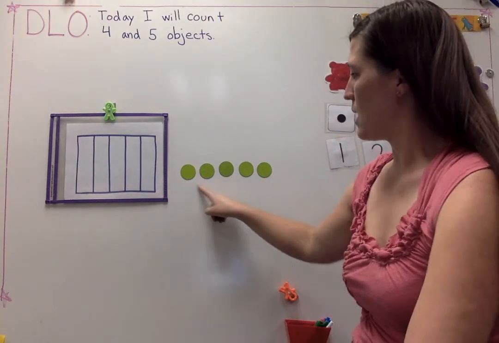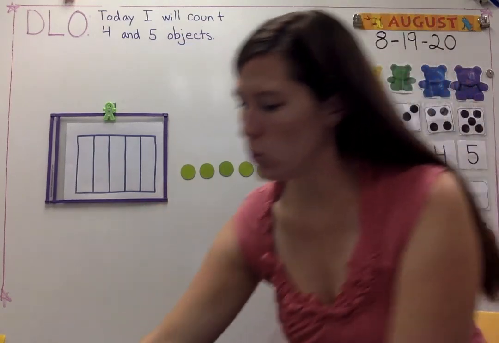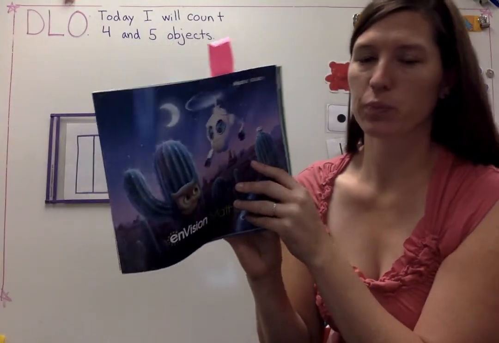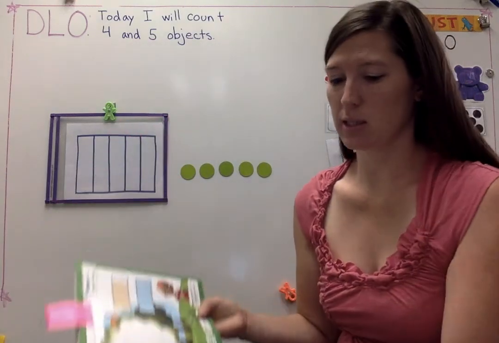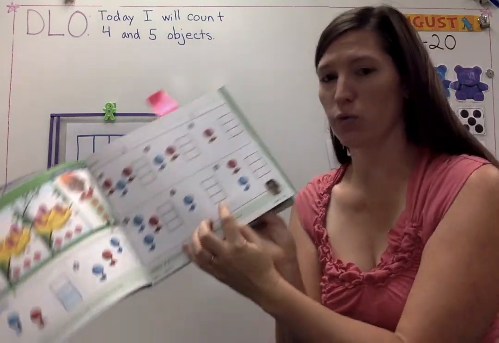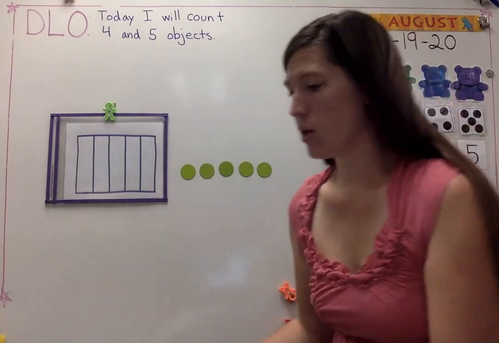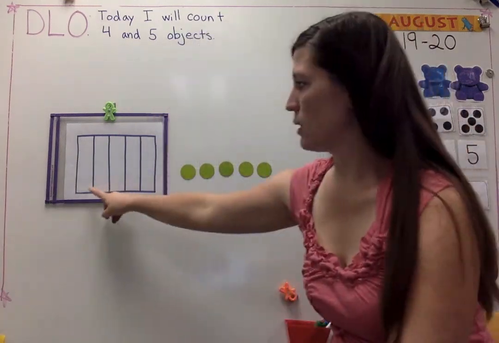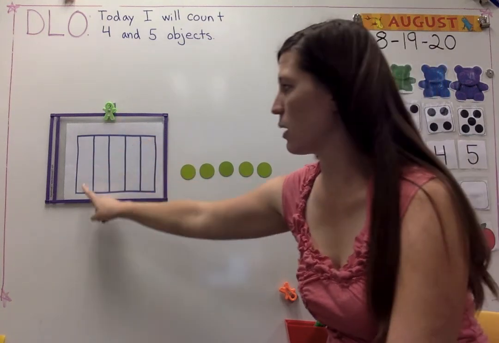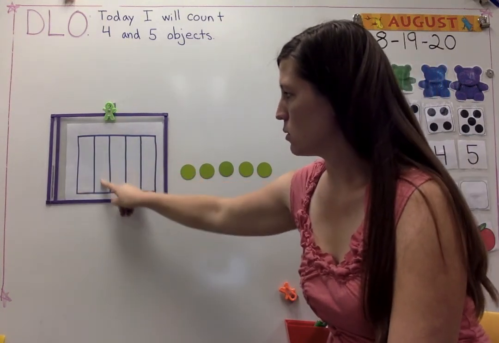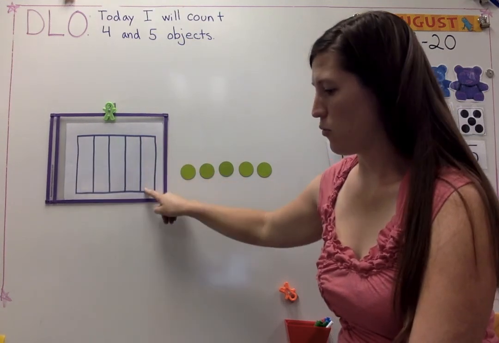I have my counting dots here, and I have another graph. In your Journeys workbook, we have the graph, and I have mine sideways just like this. Yesterday, your graphs were vertical, straight up and down. We'll also do that with this graph. You can see that the difference is this one has 5 different blocks in it. Let's count them together. 1, 2, 3, 4, 5.